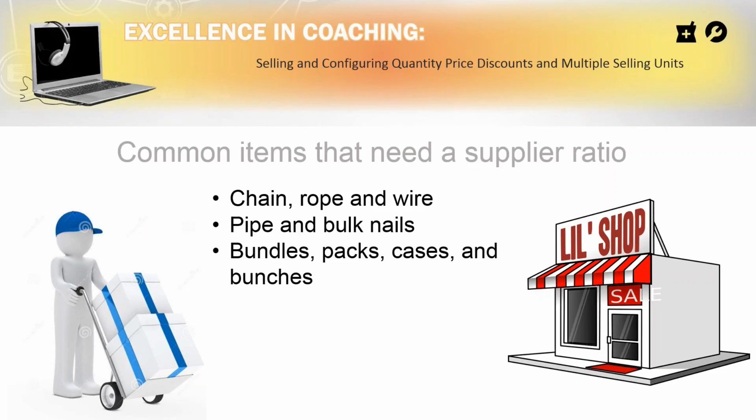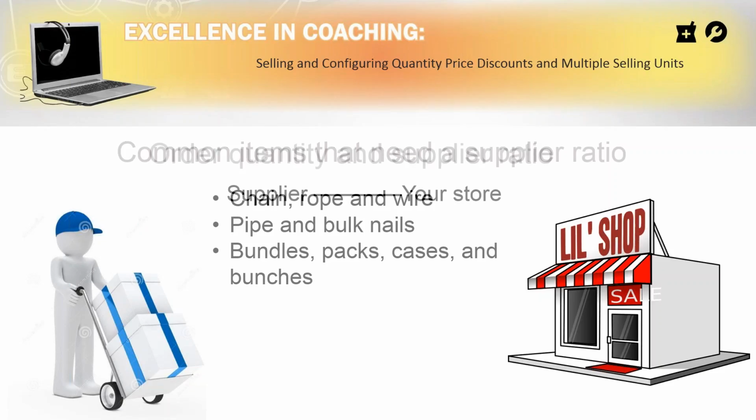Bundles, packs, cases, and bunches. I've found these items every once in a while where a supplier will sell you a case of something and also send you all the information by the case. So they'll send you the cost and retails by the case, and then you have to break them up. That's where supplier ratio comes in.